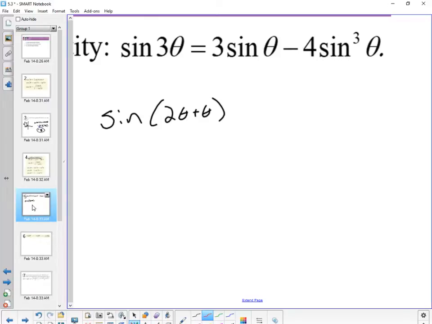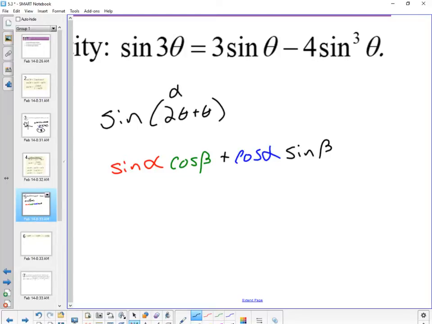All right. So I've done this. I know that's the formula for that. It would be sine of alpha plus beta, correct? Which means I can use sine alpha cosine beta plus cosine alpha sine beta. I ran out of colors. Now, this is alpha, and this other one would be beta. You guys go with that?